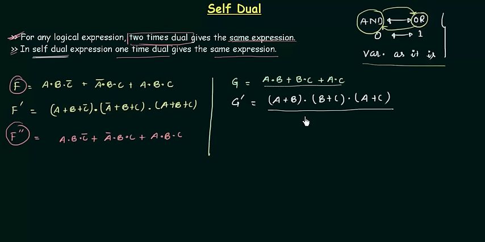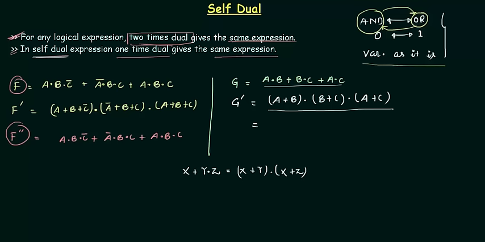For this, we have to use Boolean algebra and do some simplification. So let's start by using the distributive law. Distributive law says x or y and z can be written as x or y and x or z.